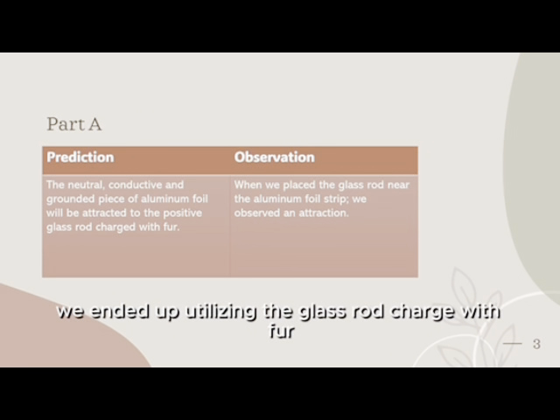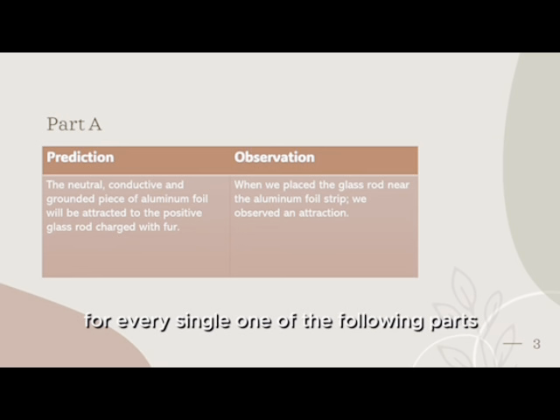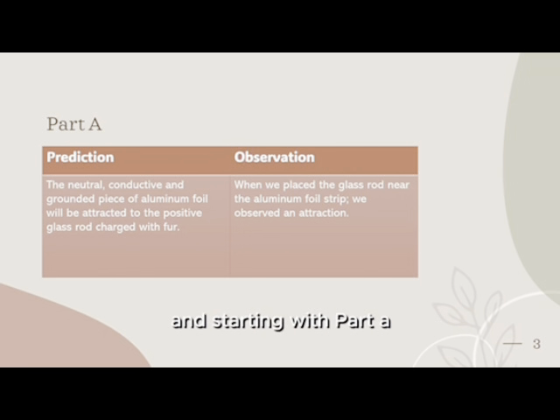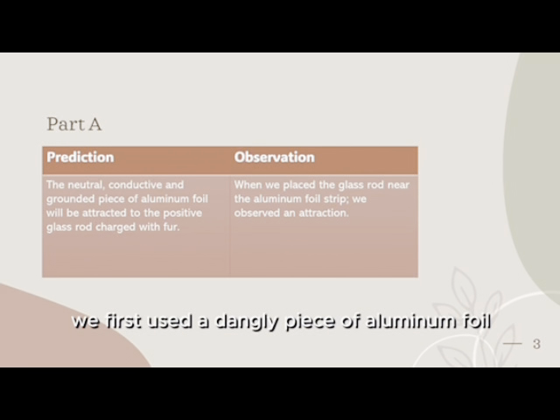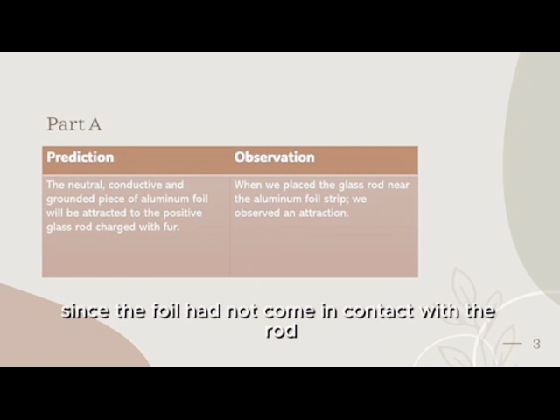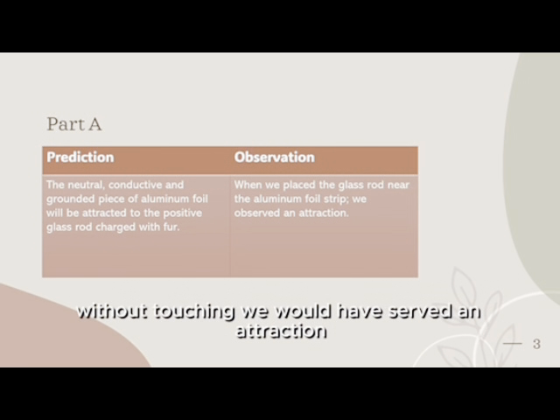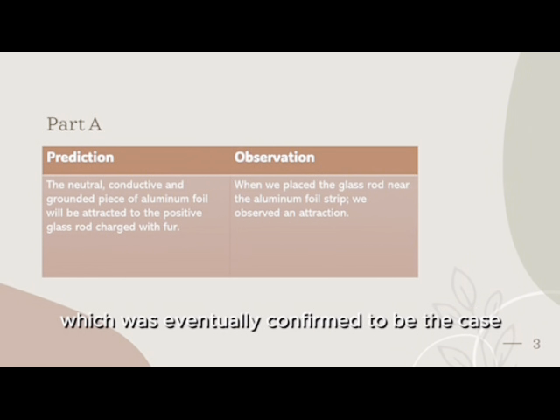We ended up utilizing the glass rod charged with fur, which according to our table was a positive charge. We utilized this rod for every single one of the following parts. And starting with part A, we first used a dangling piece of aluminum foil, which was grounded. Since the foil had not come in contact with the rod, it was to remain neutral. So we predicted that once we placed the rod next to the aluminum foil without touching, we would observe an attraction, which was eventually confirmed to be the case.